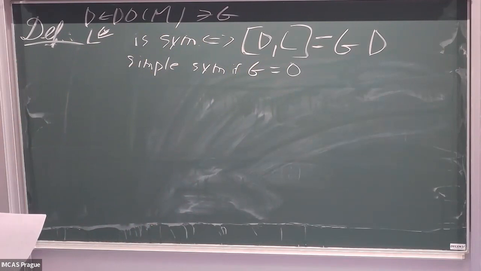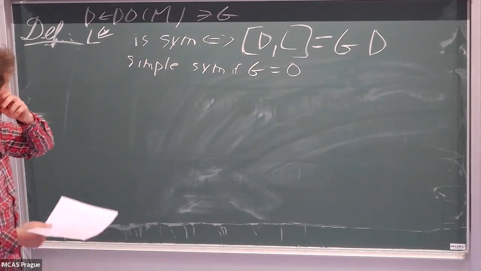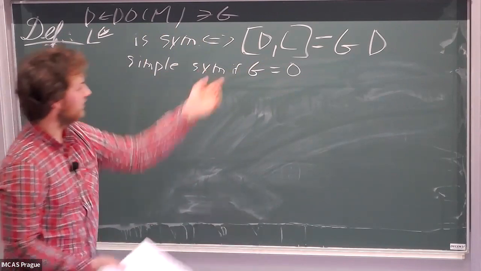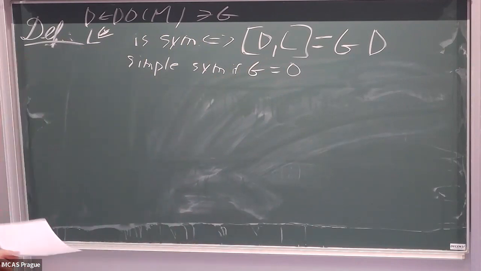Yes, it's there. Because if the multiplied operator G equals zero, then you have invariance. I call it a simple symmetry because it's useful later. But yes, exactly, you have complete invariance. Okay.